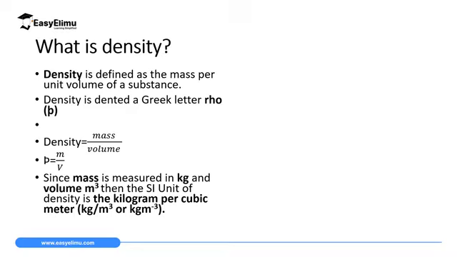Now, can we move to the next part, that is density? What is density? Now, density, we are going to define it as the mass per unit volume of a substance. Mass per unit volume of a substance, and it is denoted by a simple letter, the Greek letter rho, which is written like this.